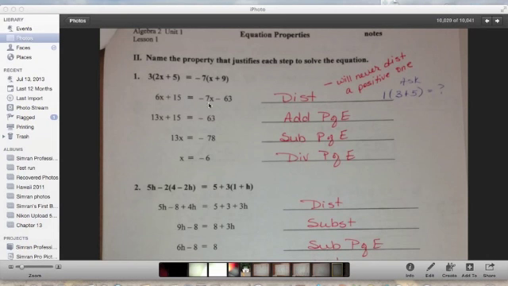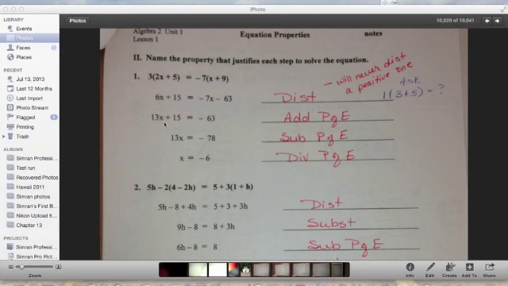Okay. Now from this line to this line, what was done? Well, we can see that the x's were moved to one side. So we can say the addition property of equality. We added this 7x to both sides.